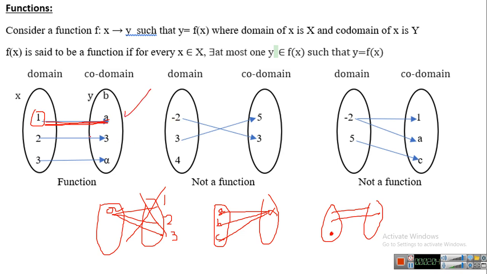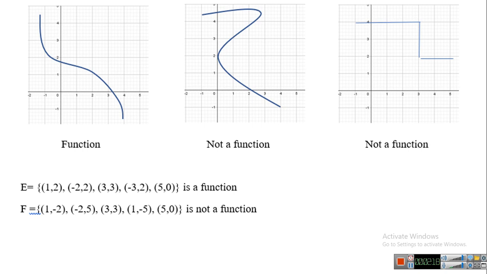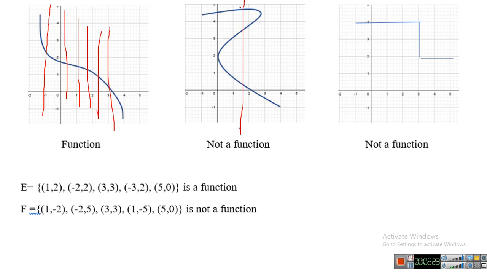So this is a function because 1 goes with a, 2 with 3, 3 with alpha. This is not a function because 4 is missing, it doesn't have an image. Here, because from minus 2 you have more than one, this is not a function. Graphically, it means if you draw a vertical line, it must cut in one and only one point. So this is a function. Here, this is not a function. Why? Because you have more than one point of intersection.